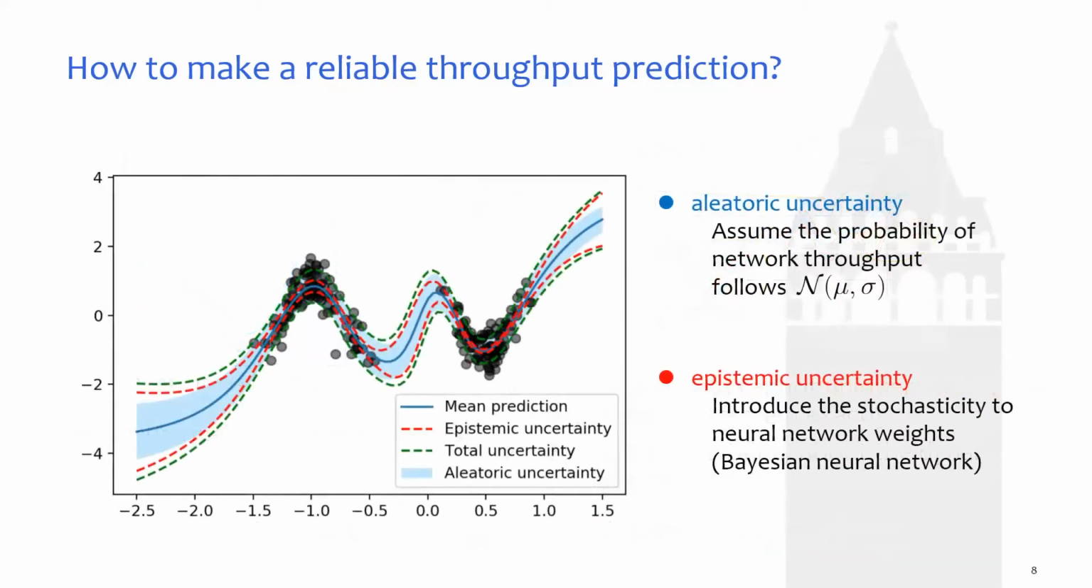Therefore, in order to make a reliable prediction, we want to jointly consider the aleatoric and epistemic uncertainties during model prediction. We assume that the noise introduced in the throughput measurement follows the Gaussian distribution. A probability distribution rather than a point estimate will be used to measure the aleatoric uncertainty. In addition, we can measure the epistemic uncertainty by a Bayesian neural network, which introduces stochasticity to the neural network weights.